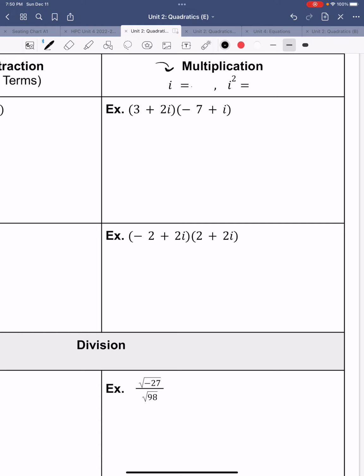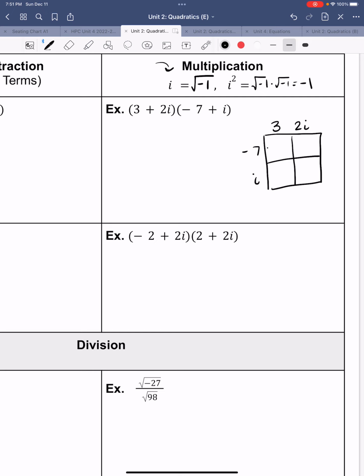We see that right now we have the square root of negative 1 for i, and now if I do i squared, it's going to be the square root of negative 1 times the square root of negative 1, which just equals negative 1. And so I'm going to go ahead and set up a box. I have 3 and a 2i. I have negative 7 and i, and now I'm going to multiply.